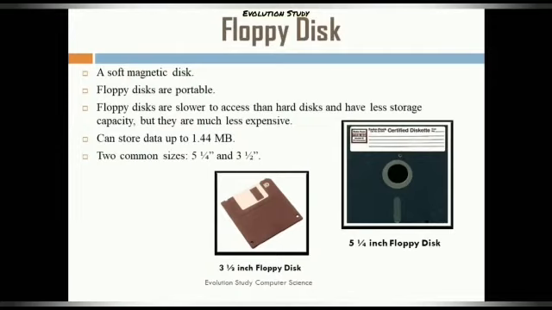Floppy disk. A soft magnetic disk. Floppy disks are portable. Floppy disks are slower to access than the hard disks and have less storage capacity, but they are much less expensive. Can store data up to 1.44 MB, two common sizes, 5 1/4 inch and 3 1/2 inch.